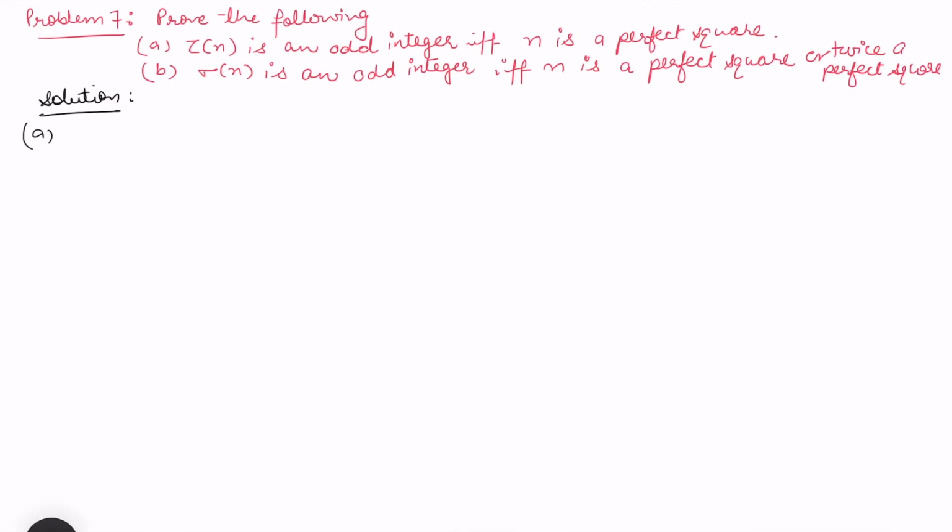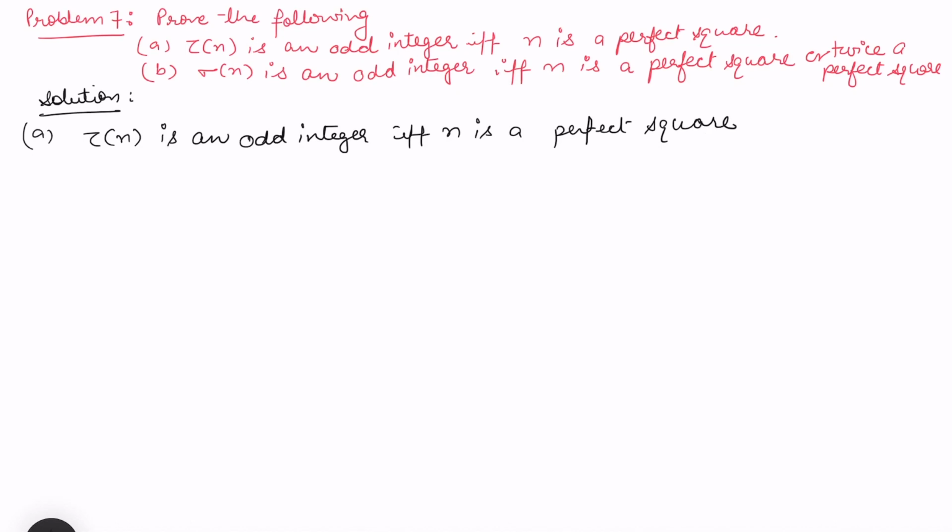Now in problem number 7 we want to show that tau n is an odd integer if and only if n is a perfect square. Now this is an extremely simple result. What I want to show is tau n is an odd integer. What is the definition of tau n? Let's write this, and then we want to show if and only if n is a perfect square. So for tau n, let me first also take the prime factorization of this n.